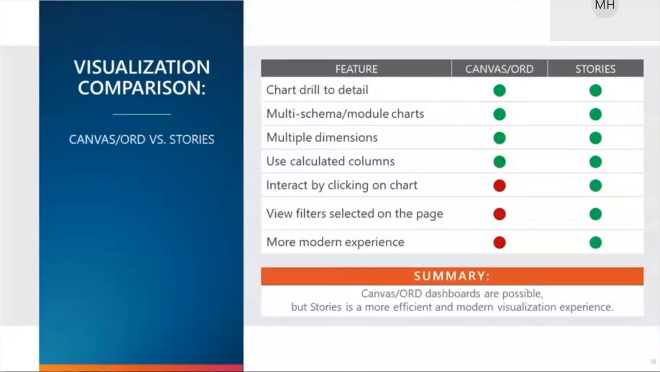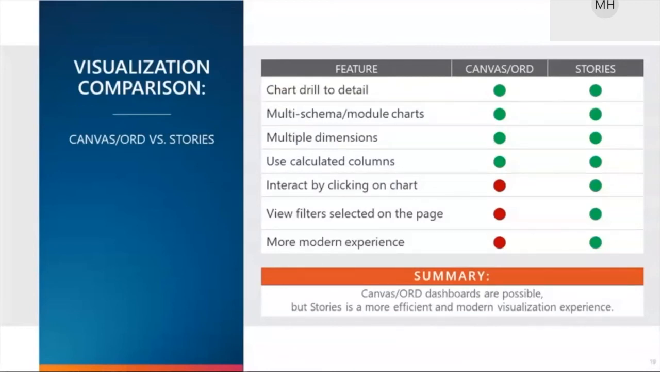Next, let's look at Canvas. So now you do have charts and dashboarding options in Canvas. Some customers don't know about that, but you do have the option to do that. You can do some drill to detail. You can do charts from multiple cross-domain modules. You can have multiple dimensions in your charts. You can use calculated columns. So there is a lot you can do with Canvas reporting.